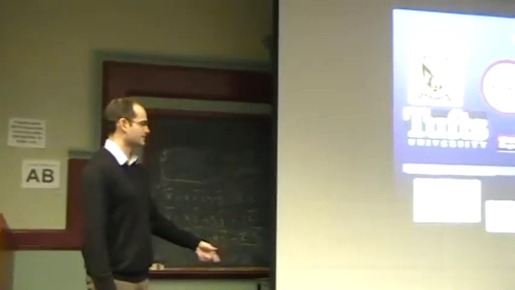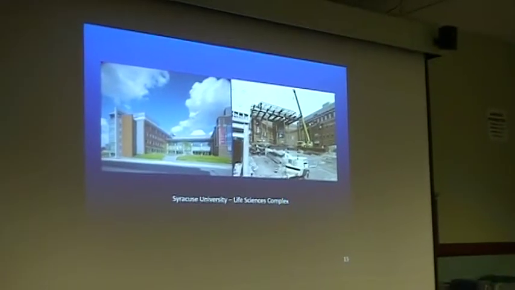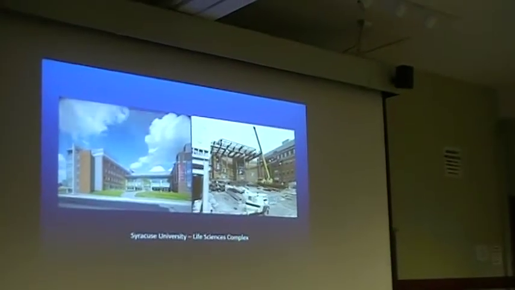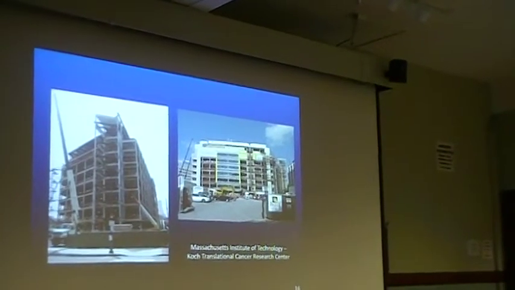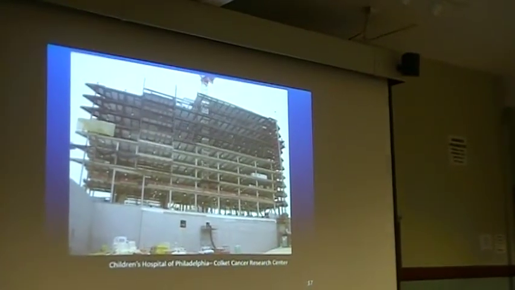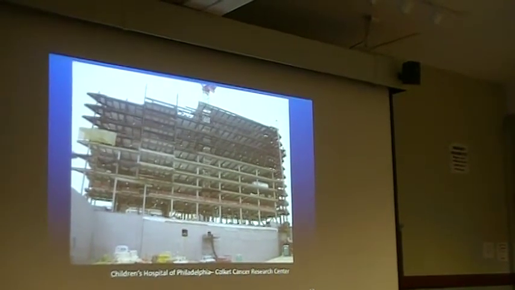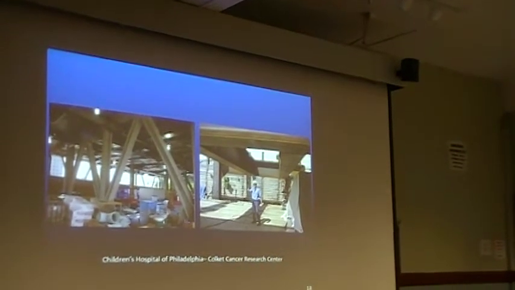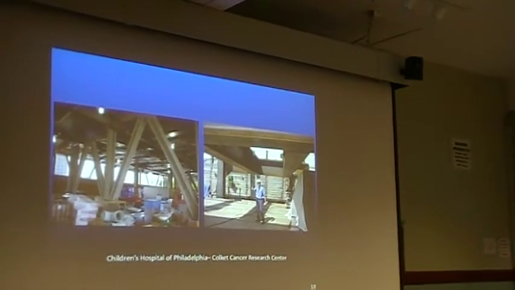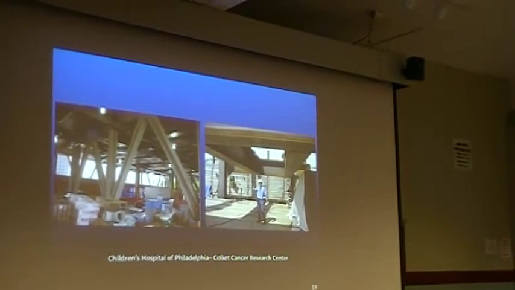I'm licensed in New York and Massachusetts to design structures. I worked on a bunch of structures: a building at Syracuse University, the MIT Cancer Center, a new building that went up, and Children's Hospital of Philadelphia, just the first 12 stories of it. It's eventually going to go to 23. Just big braces and big plate girders, like a ton of steel per foot. Liquid money put in steel.